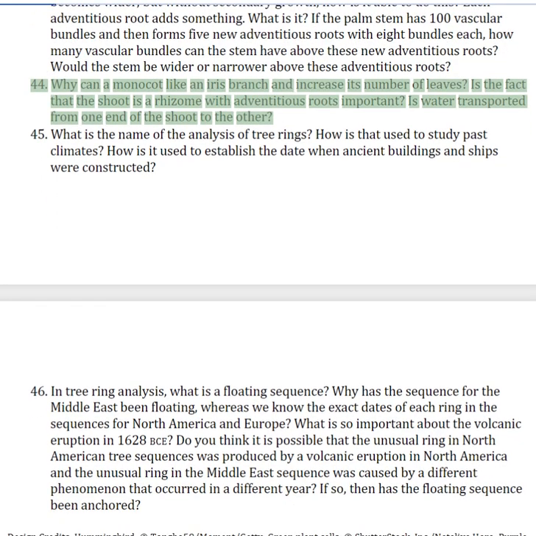44. Why can a monocot like an iris branch and increase its number of leaves? Is the fact that the shoot is a rhizome with adventitious roots important? Is water transported from one end of the shoot to the other?